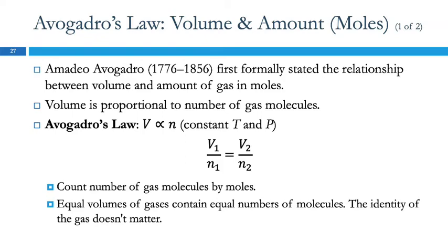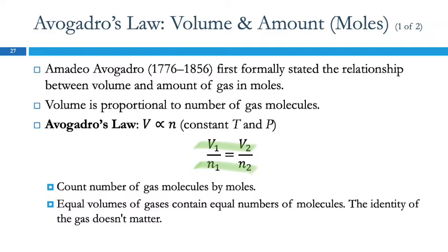Now, he wasn't talking about moles because moles hadn't really been created yet, but he was looking at the number of gas particles, not the mass of the gas, but how many particles there are. And that's actually what eventually led to us creating the mole as a unit, being a certain number of molecules. So the volume of a gas is proportional to the number of gas molecules, where we hold temperature and pressure constant. This is often stated as V1 over N1 is equal to V2 over N2.